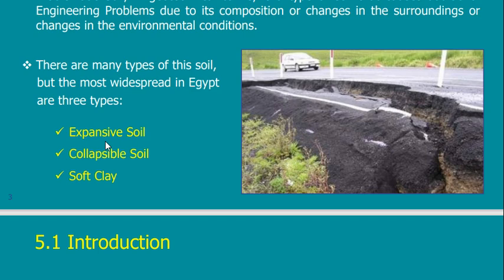Collapsible soil means that it has the tendency to collapse. What does it mean? It collapses. When water comes to this type of soil, it changes the characteristics of the soil, and the structure of the soil collapses, and we find that it will settle a lot.